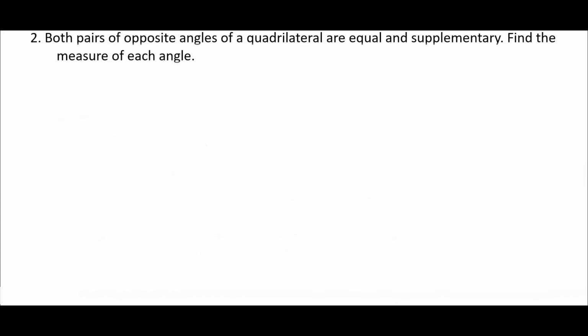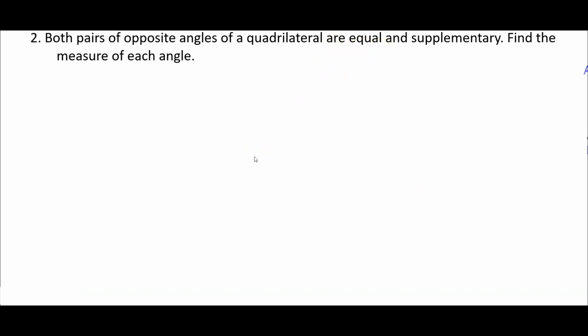So we'll take up one more problem now. Both pairs of opposite angles of a quadrilateral are equal and supplementary. Find the measure of each angle. When do you say two angles become supplementary? Yes, you are correct. Two angles are said to be supplementary when they sum up to 180 degrees. So it is given that the opposite angles of a quadrilateral are supplementary. That means they sum up to 180 degrees. Also, the second information given is that they are equal.